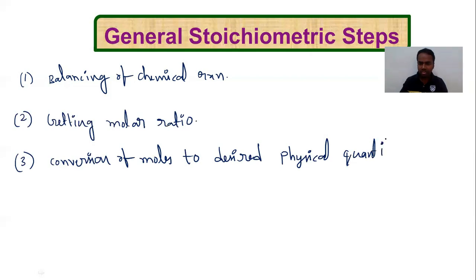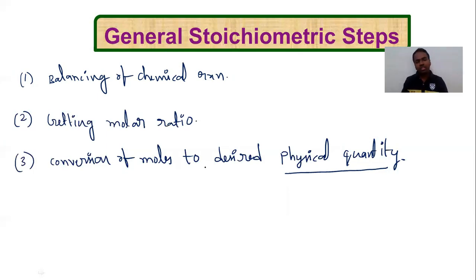So what is this physical quantity? Volume, mass, number of molecules, like that. So conversion of moles to desired physical quantity. These are the 3 steps we need to follow while applying stoichiometry to any chemical reaction. The first step is balancing of the chemical reaction. The chemical reaction should be balanced. The second step is getting the moles ratio. The third step is conversion of the number of moles to the desired physical quantity like volume, molecules, mass.